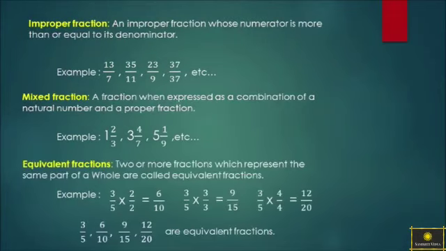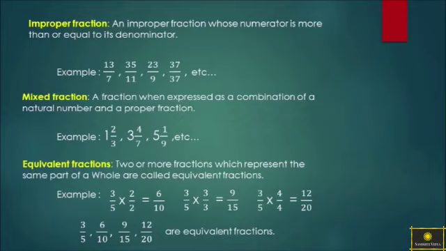Equivalent fractions. Two or more fractions which represent the same part of a whole are called equivalent fractions. For example, 3 divided by 5 into 2 divided by 2. That is, we are multiplying the numerator and the denominator by the same number. So we get the equivalent fraction as 6 divided by 10.